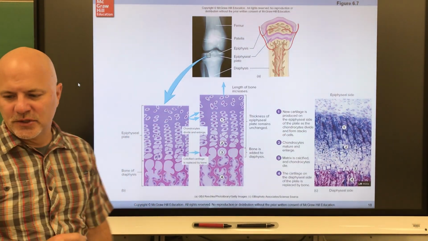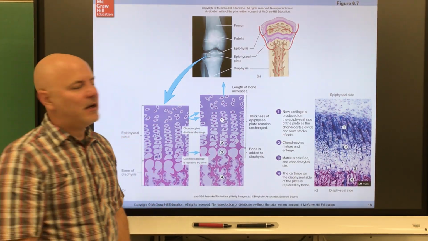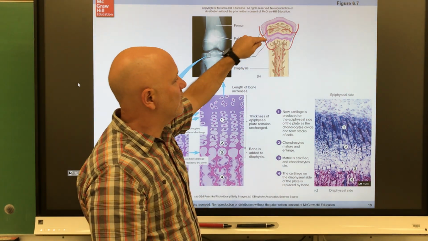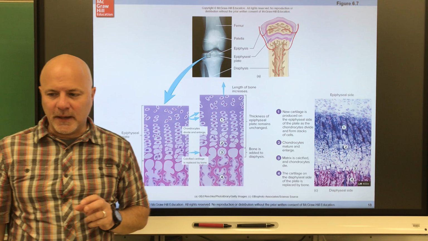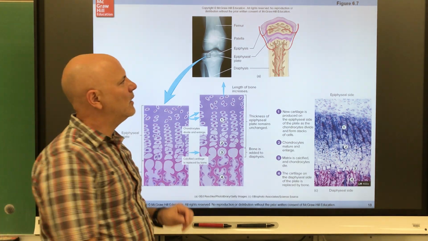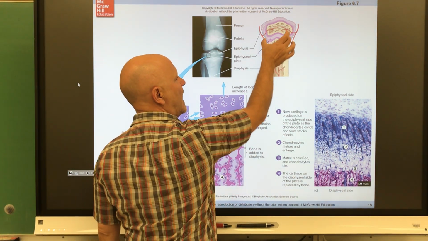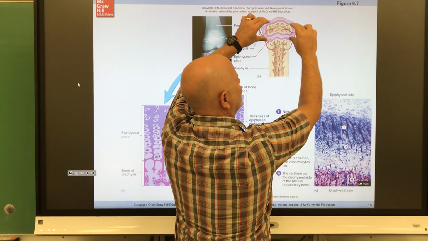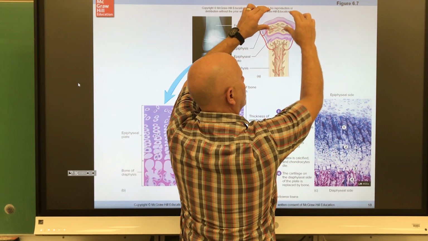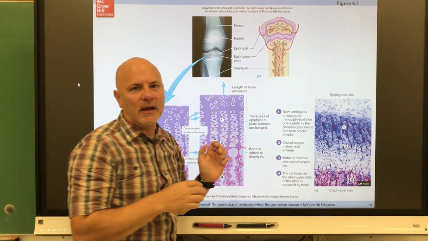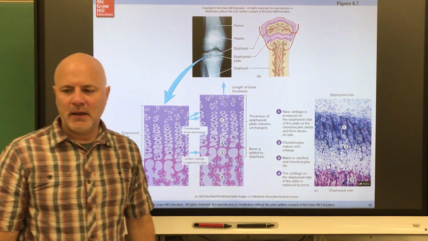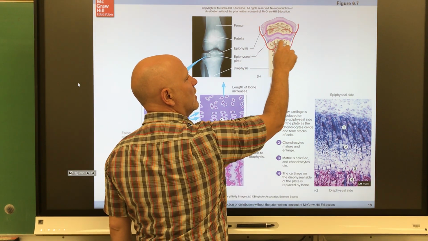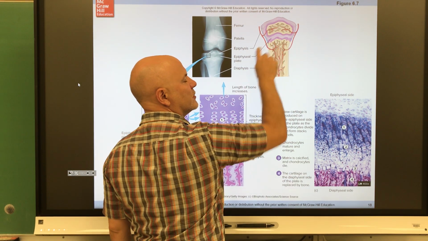So if we go back to this picture here, new chondrocytes and cartilage are made at the epithelial plate. And then when that new cartilage is made, it's pushed down towards the diaphysis. So this pushes the epiphysis, this head part here, up further. And in doing so, that elongates the diaphysis. So in the diaphysis, you're seeing that dark purple zone. That's where we're converting that cartilage to bone.